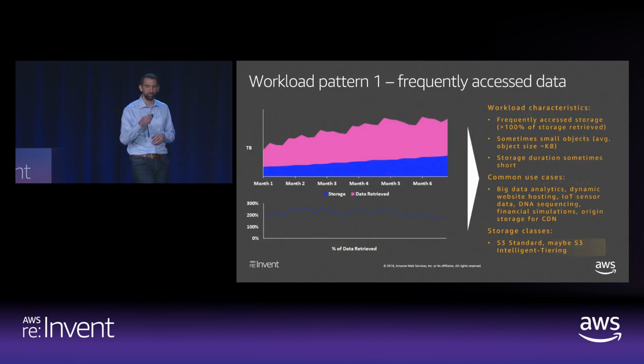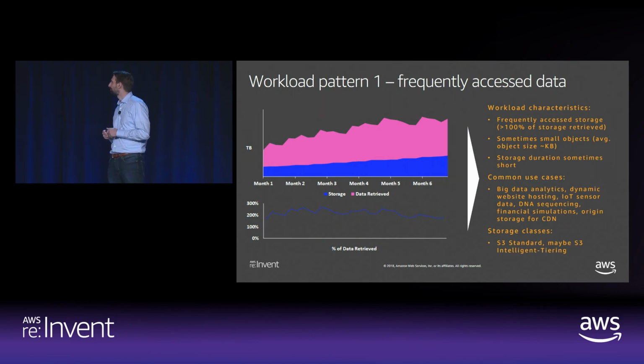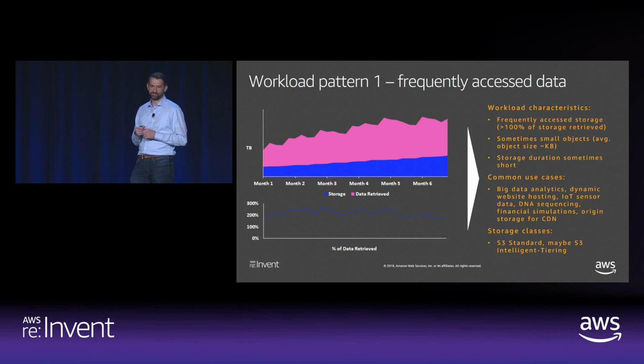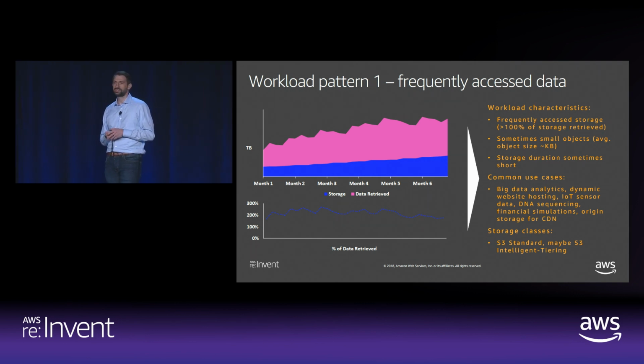So let's look into the different workload patterns. Let's talk about frequently accessed data. Let me explain this graph for a little bit. The blue shade is storage. Over time, you can see storage grows, and the pink one is the amount of data retrieved. Below, in the second graphic, you can see the ratio of storage to data retrieved. I talked before about this 100% ratio. Here you can see that about 200% of storage is retrieved every month, and that means it's a pretty frequently accessed data workload.